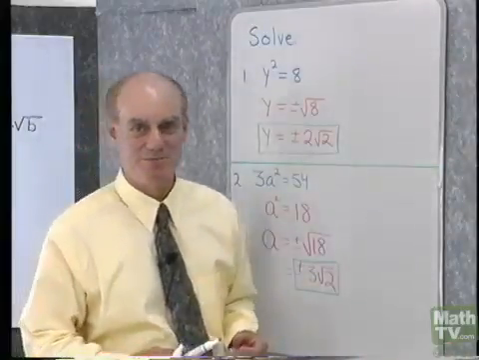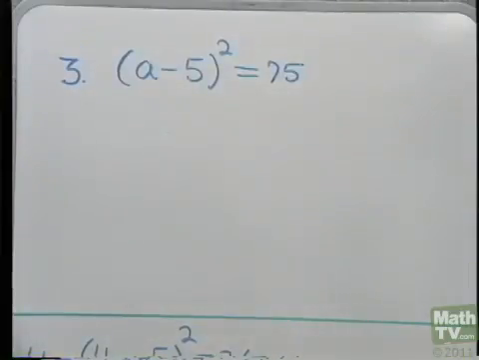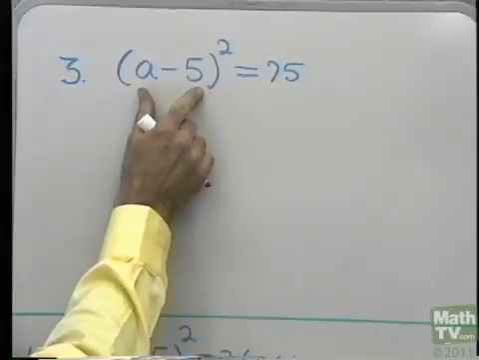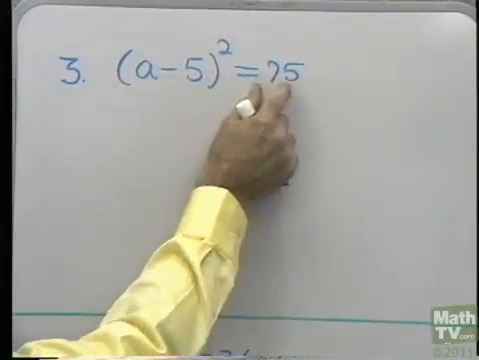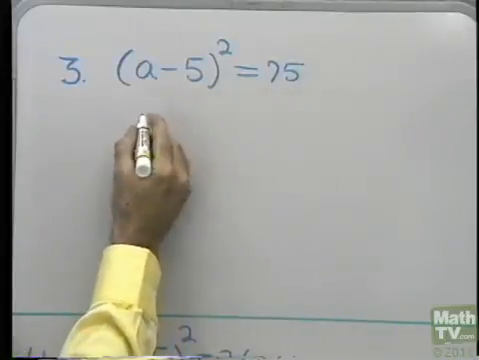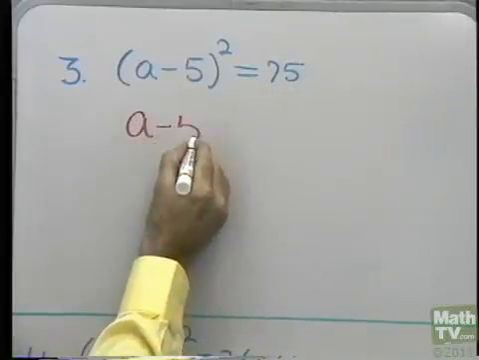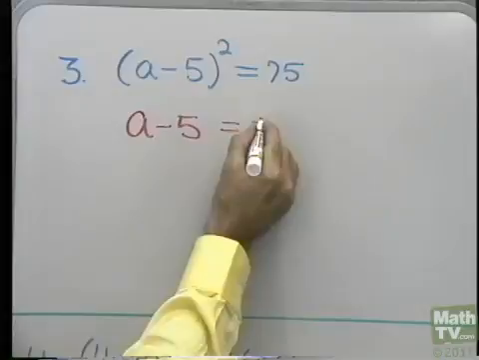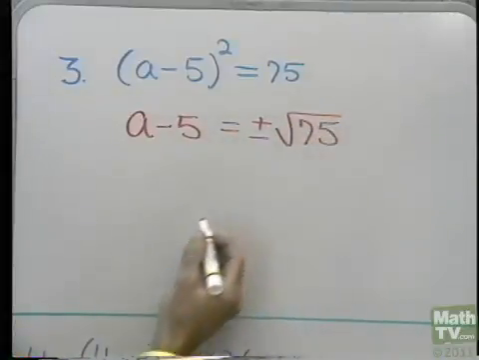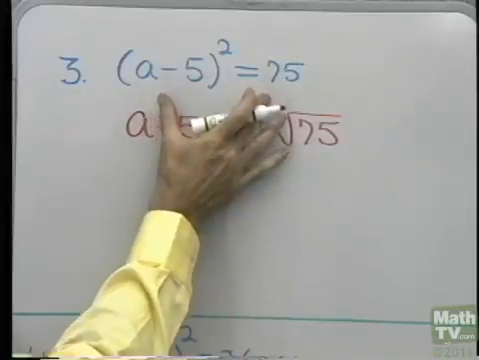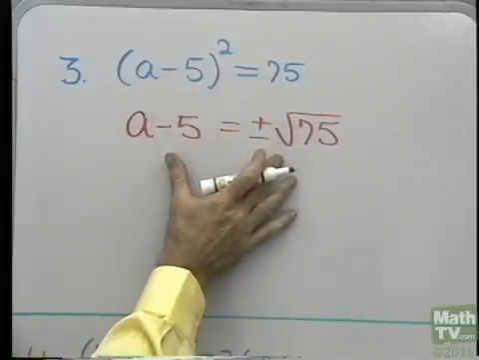Here's our next problem. a minus 5, quantity squared, equals 75. Okay, it doesn't matter that this is a binomial here. What matters is that it's a square. So the square of this number is equal to 75. That means that this number itself, a minus 5, is plus or minus the square root of 75. So I apply my property to this expression just like I have to the ones previous to this.